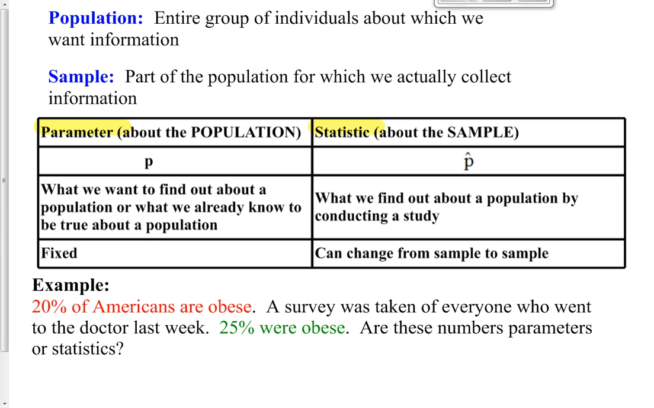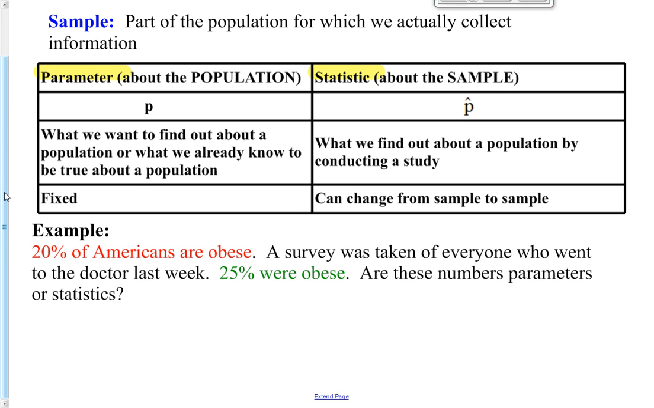So a parameter, class, is something that we know about a population or what we want to find out about a population. A statistic is what we find out by doing a study or by gathering a sample.